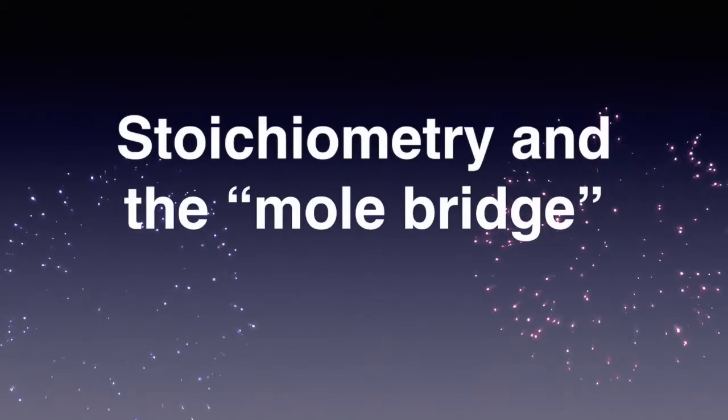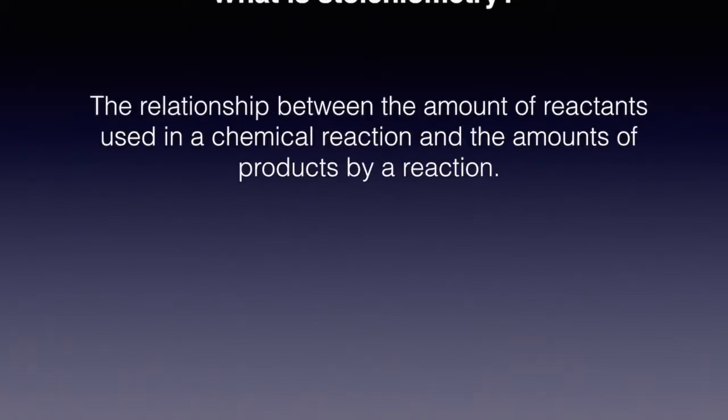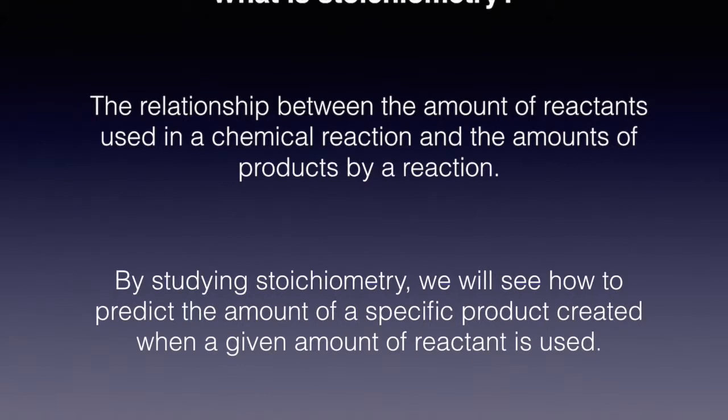Today we are going to learn about stoichiometry and the mole bridge. So, what is stoichiometry and why should we learn it? It's the relationship between the amount of reactants used in a chemical reaction and the amount of products made by the reaction. By studying stoichiometry, we'll see how to predict the amount of a specific product created when a given amount of reactant is used. Actually, it's hard to learn from the definition, so we are going to look through some examples.